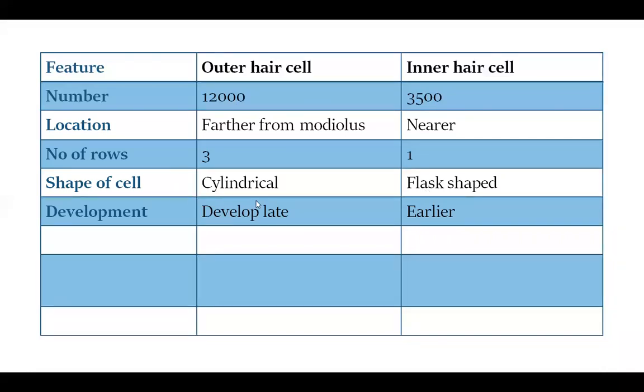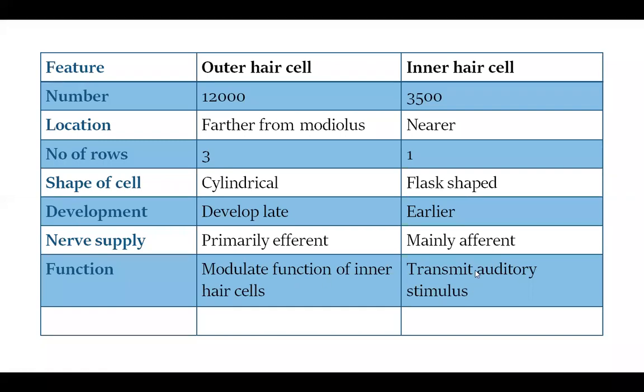Development: inner hair cells develop earlier compared to outer hair cells. Nerve supply: the outer hair cells' primary nerve supply is efferent, meaning it constitutes more of the efferent component, whereas the inner hair cells constitute more of the afferent component. Almost 90 to 95% of afferents arise from inner hair cells, and only 1 to 5% arise from the outer hair cells. The main function of the inner hair cell is to transmit auditory stimulus to the brain, and the outer hair cell plays an important role in modulation of the function of the inner hair cells.